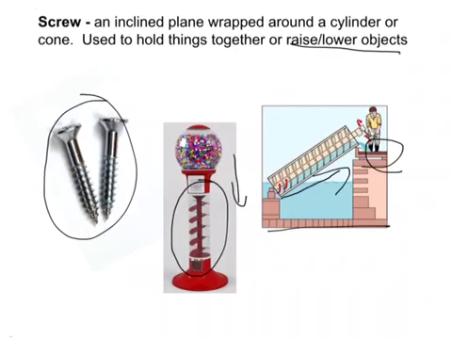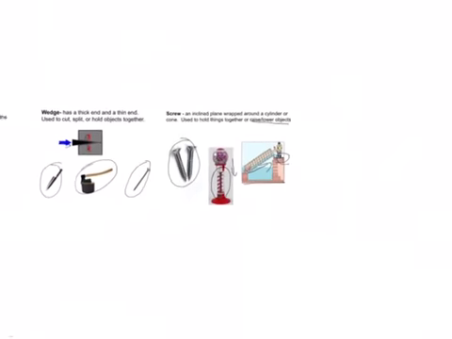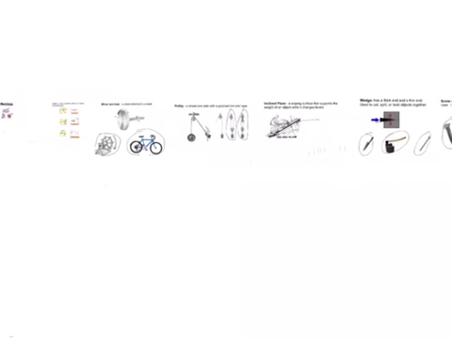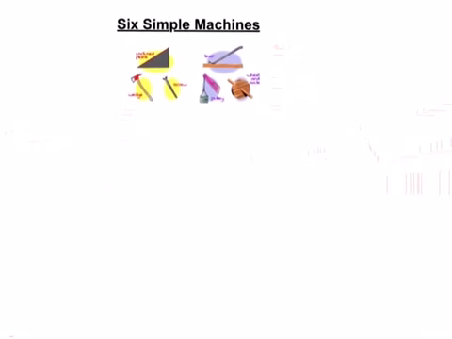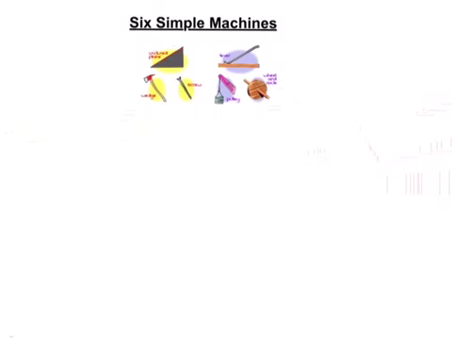So today we've talked about the 6 simple machines. We've talked about levers, wheels and axle, pulleys, inclined planes, wedges, and screws.